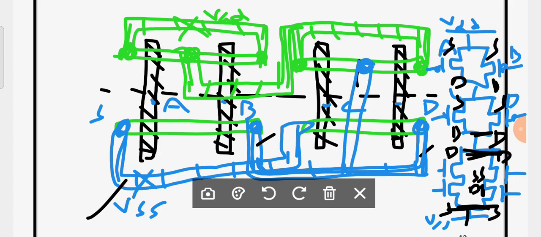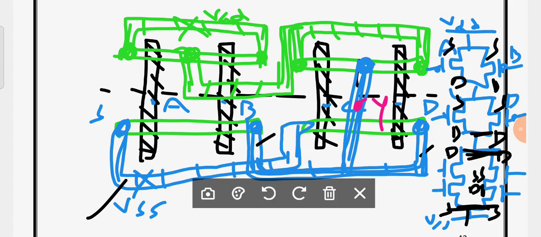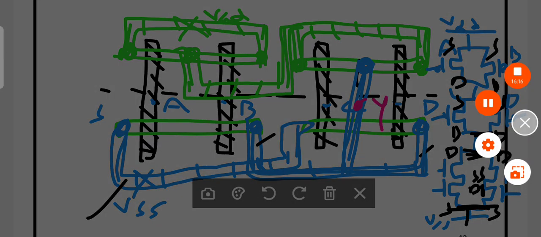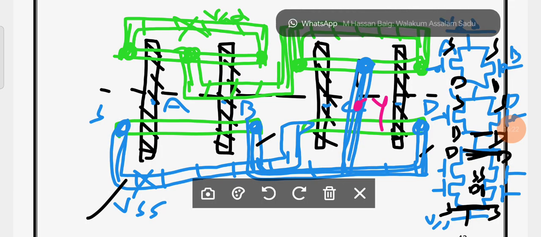I hope that you are clear. Then this is known as an output of Y. This is an output of Y. I hope that you are clear, guys. In this manner you have to design a complex Boolean expression using CMOS. Okay, this is the way to design any complex expression in CMOS. Shall we see some other complex expression?